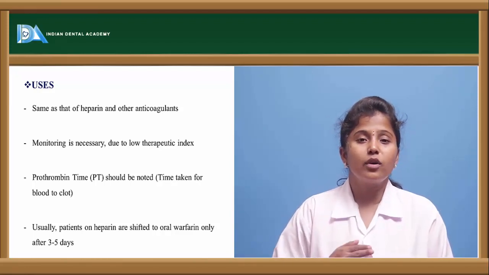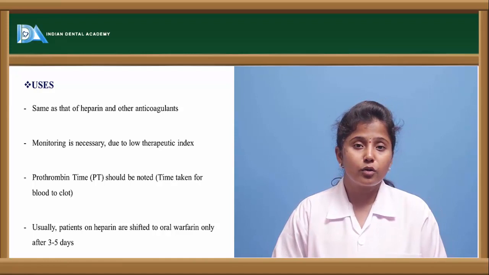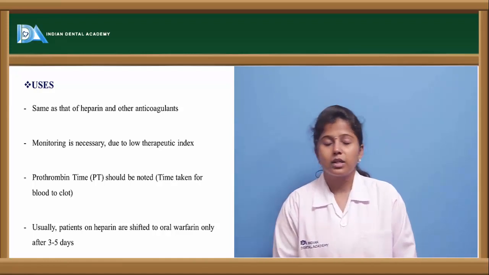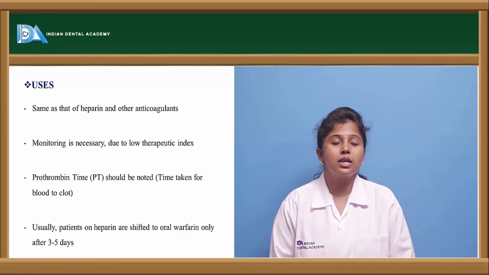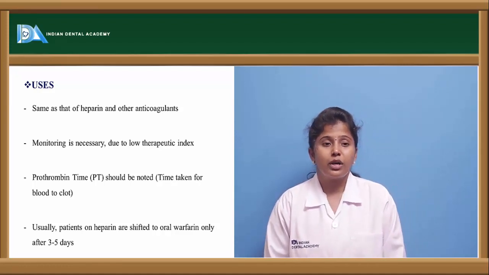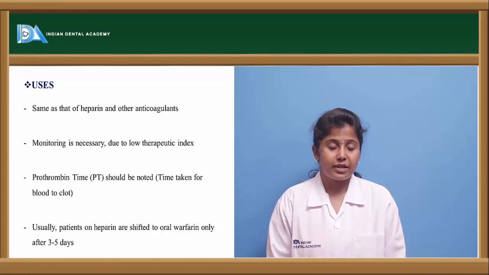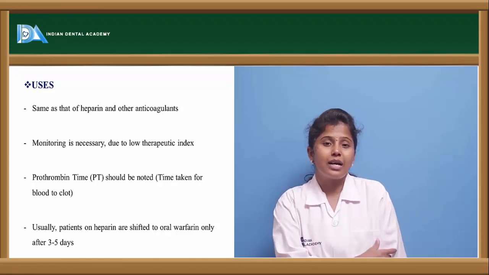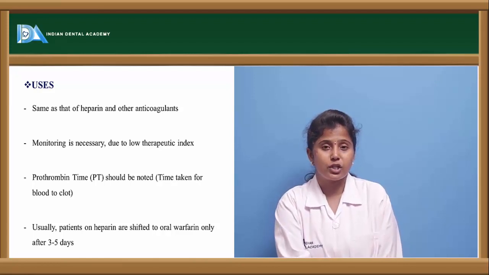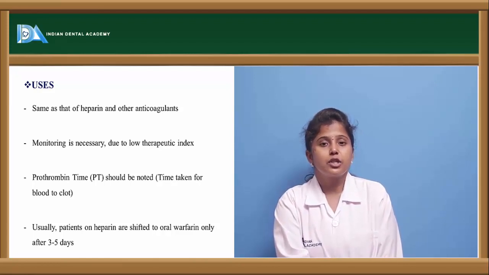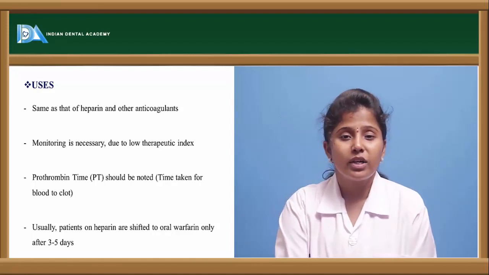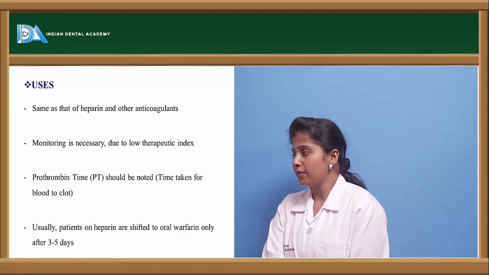So the time for the conversion of prothrombin to thrombin should be monitored. It is given to patients who are having a problem with heparin. In a few patients, heparin shows side effects. Heparin is given through the IV route, and it may cause some rashes at the site of injection. So for the discomforts caused because of heparin, warfarin is given through the oral route instead of heparin.